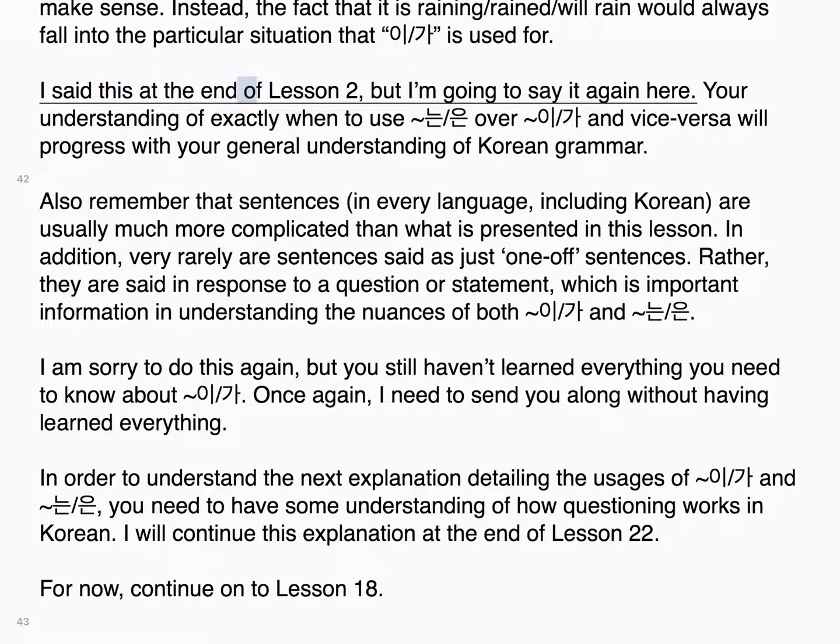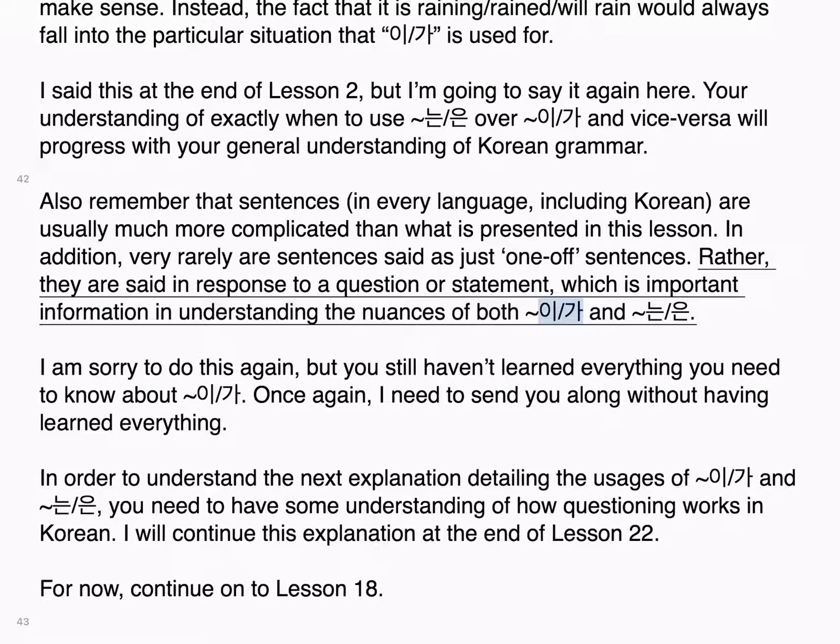I said this at the end of lesson 2, but I'm going to say it again here. Your understanding of exactly when to use 는 over 이/가, and vice versa, will progress with your general understanding of Korean grammar. Also remember that sentences, in every language, including Korean, are usually much more complicated than what is presented in this lesson. In addition, very rarely are sentences said as just one-off sentences. Rather, they are said in response to a question or statement, which is important information in understanding the nuances of both.